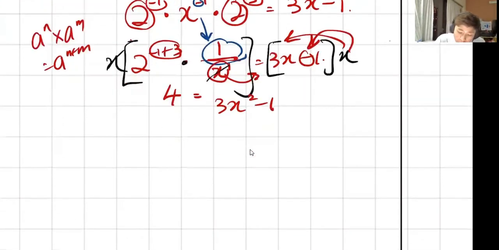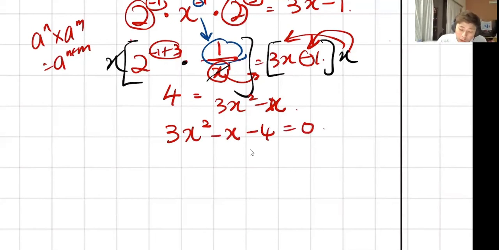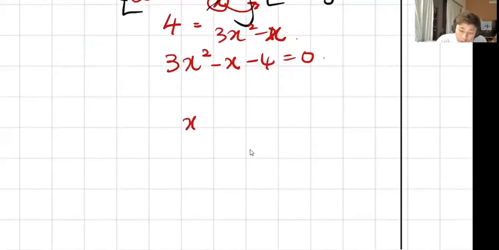Okay, so now you have left yourself with a quadratic equation. So what you write is 3x squared minus x minus 4 is equal to 0. When you solve a quadratic equation, don't forget the general rule is to express it in general form. Press your calculator, get both your answers.